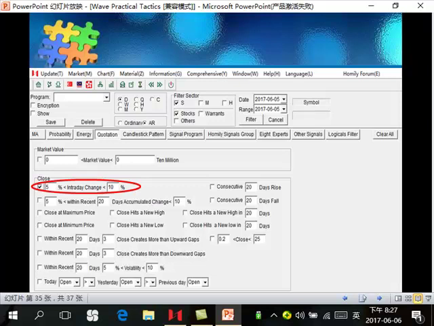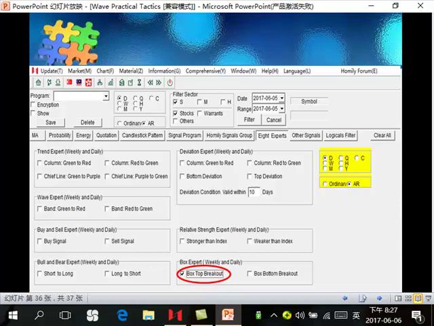Then this condition, 8 experts, box expert, box top breakout. Why do we choose box top breakout? So maybe you think this one is sideways, but breakout means the uptrend, which means the accuracy is higher. So if we follow this method, we can select a few stocks. But if you follow this method, you can get high accuracy. Okay, then I will do it for you.